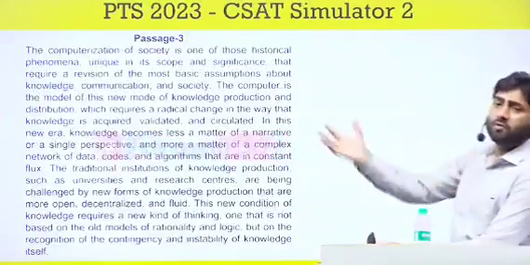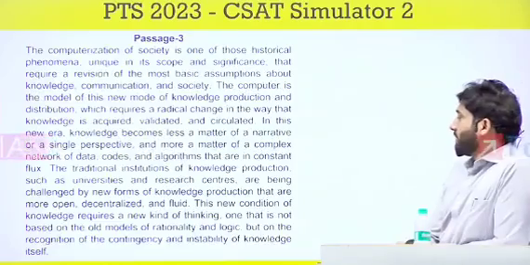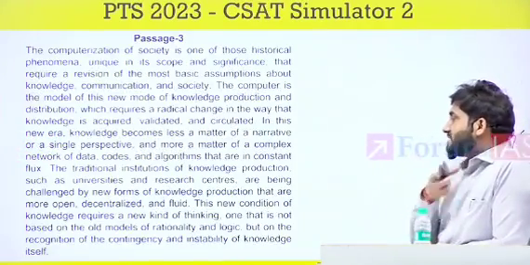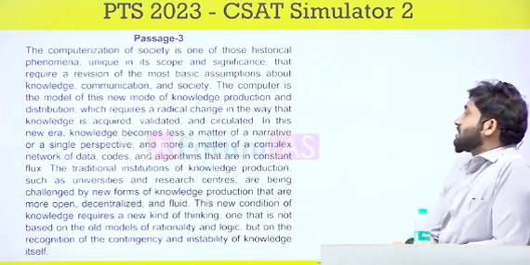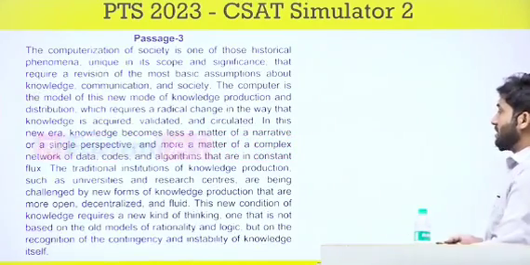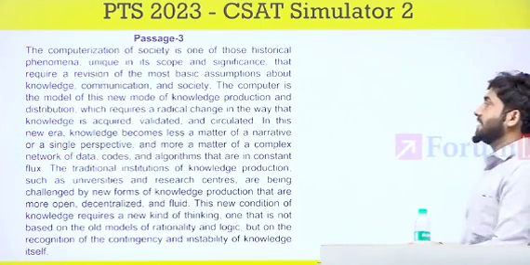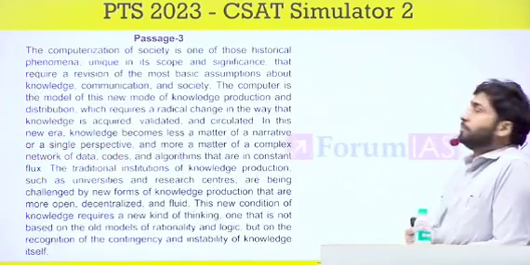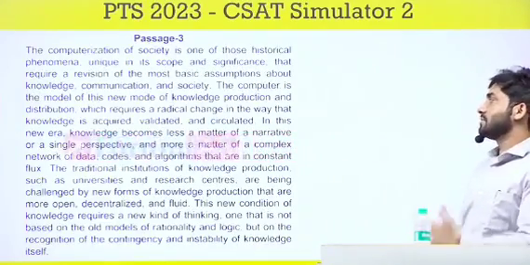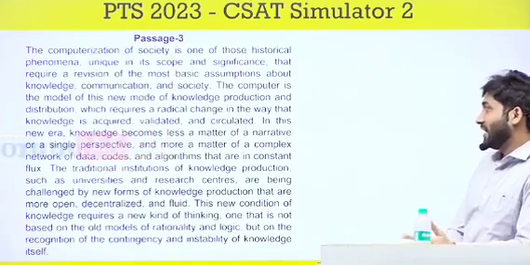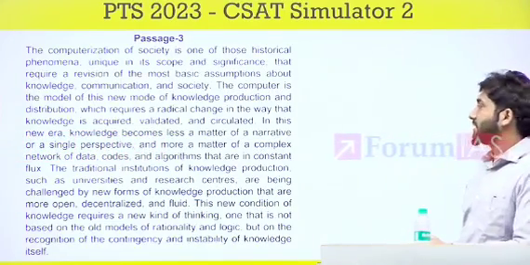It's everywhere, very open, available to all, very easily accessible, and decentralized. It's not controlled by a few. This new condition of knowledge requires a new kind of thinking, one that is not based on the old models of rationality and logic, but on the recognition of the contingency and the instability of knowledge itself. So it's all about how computerization has changed the complete notion of knowledge and its distribution, how it's acquired, how it's validated, and how it's circulated and distributed. Everything got changed in that context.